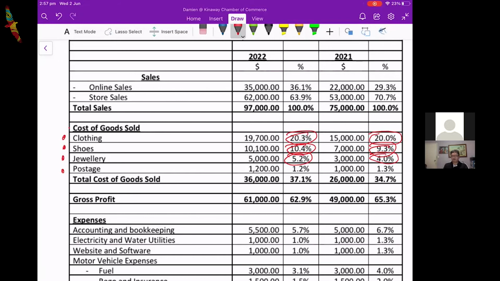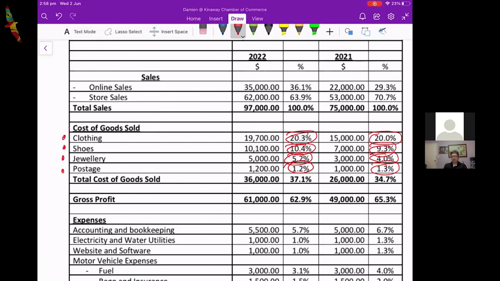So this is not good. This is not a good sign that our cost of goods sold is increasing against our total sales. So we're selling more, but it's costing us more in comparison in 2022 than it did in 2021. Or we're not charging as much as we did. That's another possible option. What we see here is postage going from 1.3% to 1.2%. Okay, we've had an increase in the cost of postage by 20% actually, if we look at $1,000 to $1,200. So we're spending more, but as a percentage of total sales, it's come down.